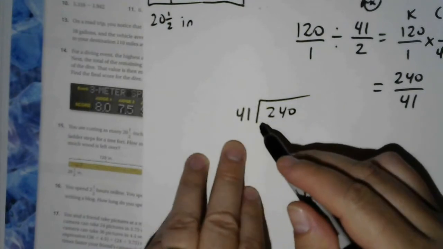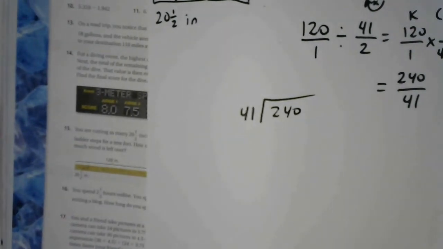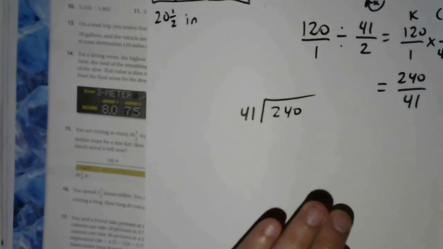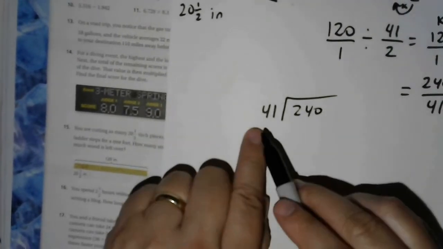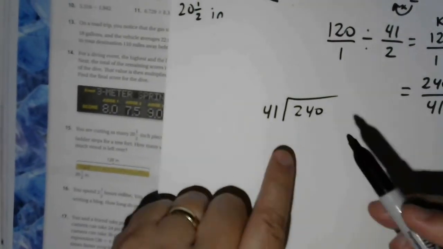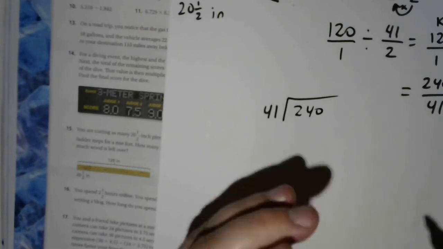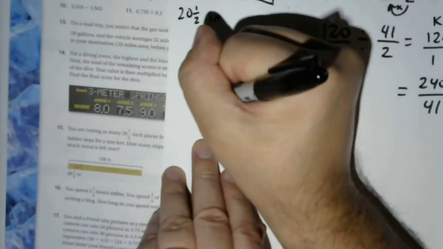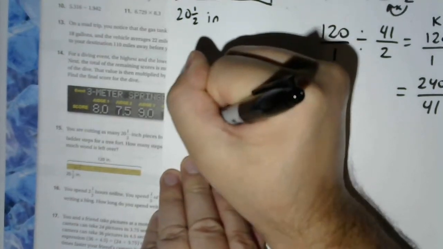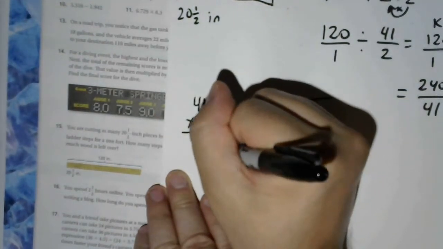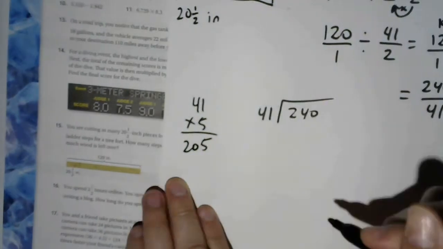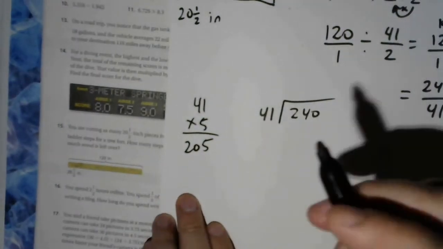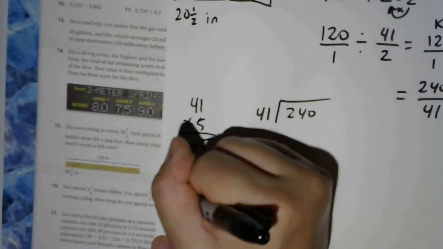Well, 41 doesn't go into 2. It doesn't go into 24. It's got to go into 240. And I need to guess and check here because I don't know. I think about 4 and 24, and I think maybe 6. Let's try it out. Let's try out 5, I think, because I think I'm going to be over. 41 times 5. 5 times 1 is 5. 5 times 4 is 20. I get 205. Let's try 6 just for fun.